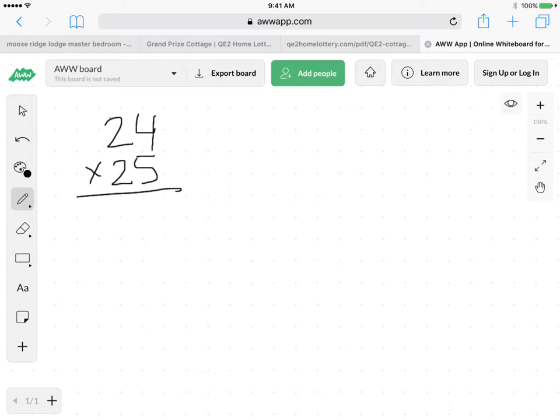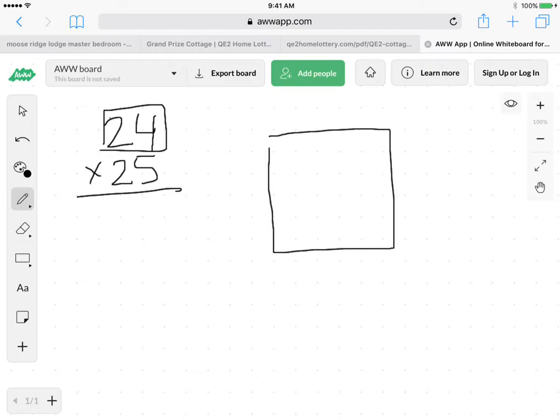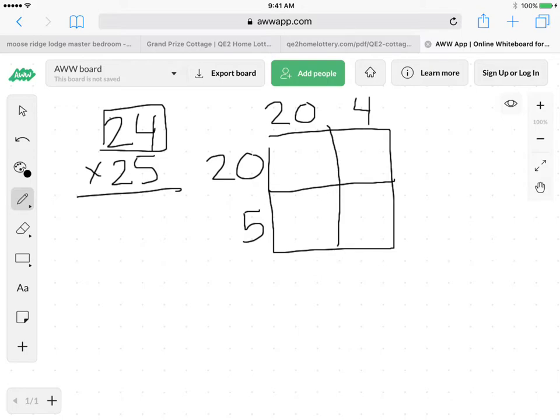So what you have to do is break these into their individual place value components. I'm going to draw a larger box here just so I can see. And I'm going to break the 24 into 20 and 4, and I'm going to break that 25 into 20 and 5. So it's really breaking them down into each of their place values. And then you break these off, so I've got different squares for each one.